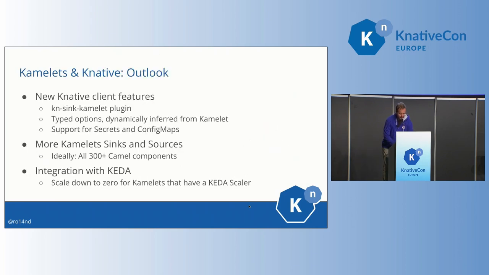Okay, last slide, a quick outlook. As I mentioned, we are working on a sync Kamelet plugin. There will also be a feature that you get typed options on the command line so that you get auto-completion directly for the properties that you can choose from. At the moment, you have some general purpose properties, key value pairs. But since the schema is also exposed by the Kamelet, you can easily create CLI options dynamically that honor the schema.